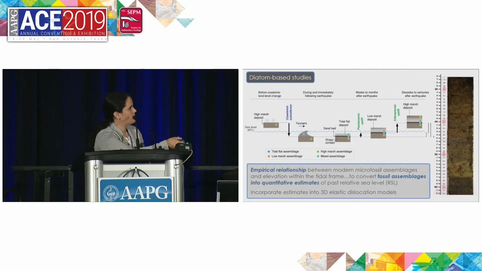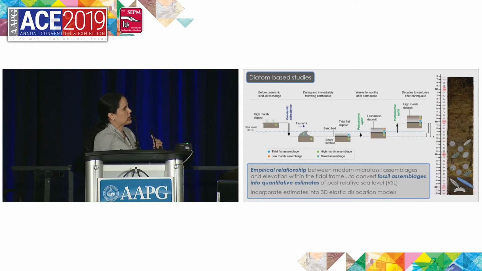So in this same cross-section that I showed before, we can see our diatoms throughout this sequence. In our high marsh deposit, we're going to start with diatoms that live attached to plants and don't tolerate high salinity. During a tsunami, we generally see a mixed diatom assemblage because it washes over a variety of coastal zones and incorporates those diatoms and deposits them inland.